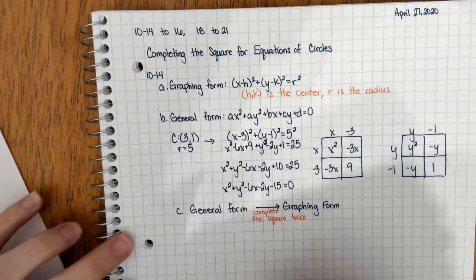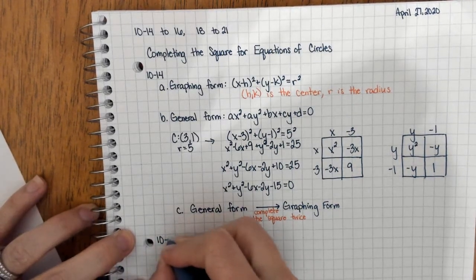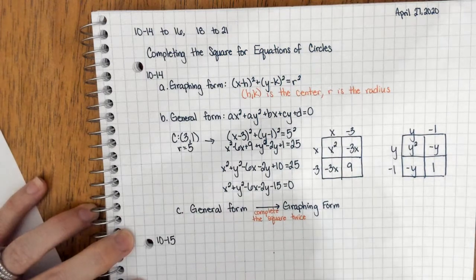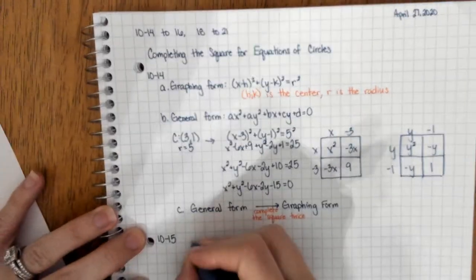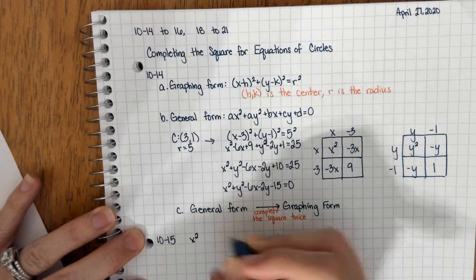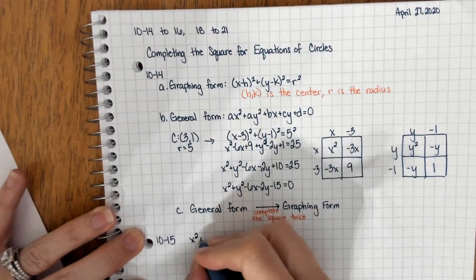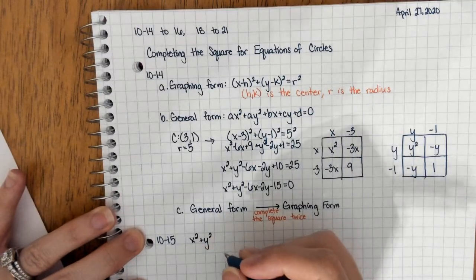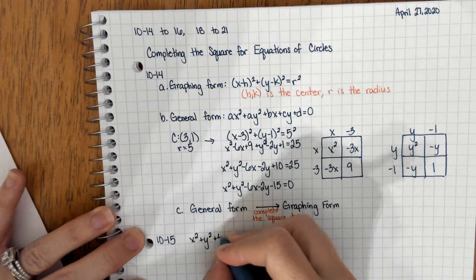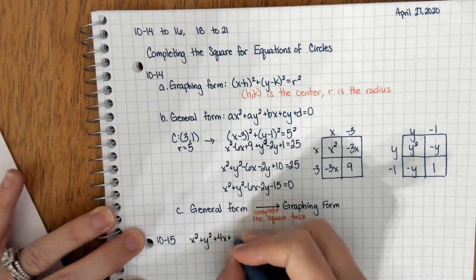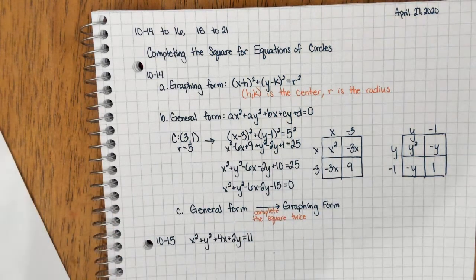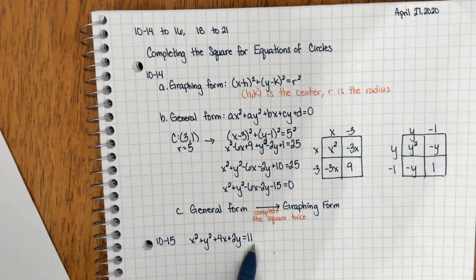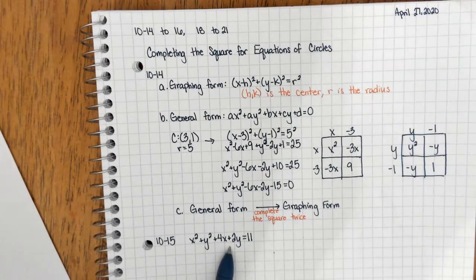So problem number 15 has us doing this. It kind of breaks it down in steps for you, but I'm just going to kind of probably chunk it all together. So x squared plus y squared plus 4x plus 2y equals 11. So they already have that number over there. Sometimes it'll be on the right side and you want to move it over.